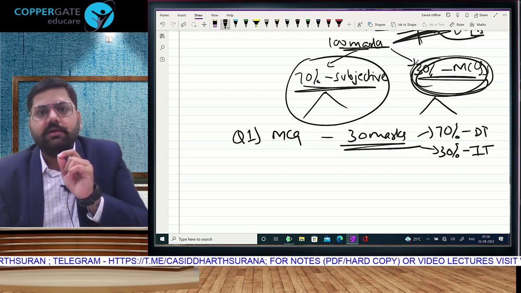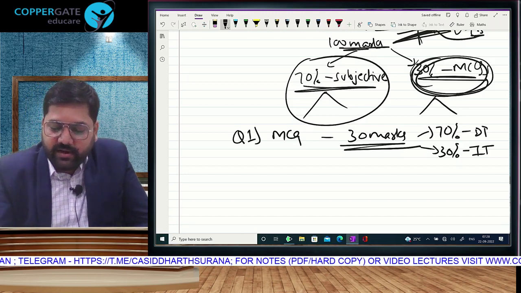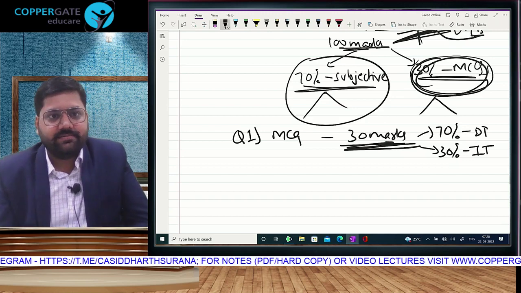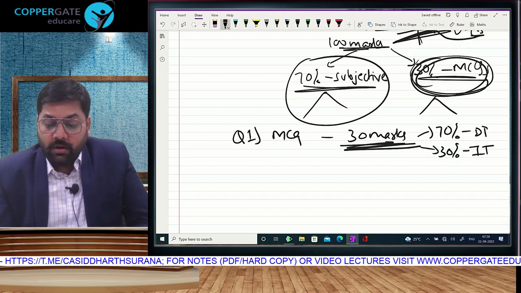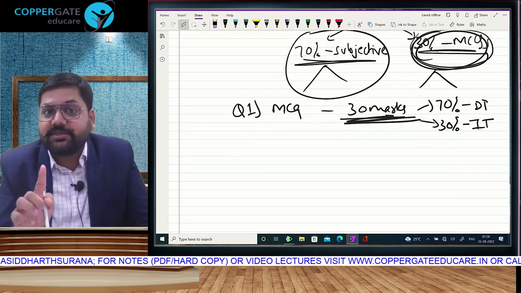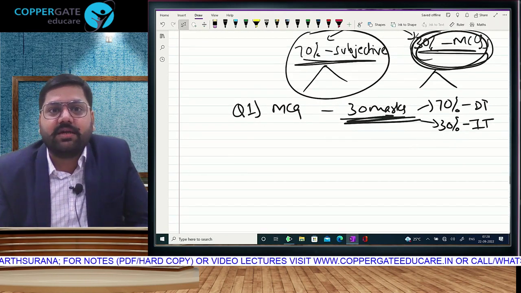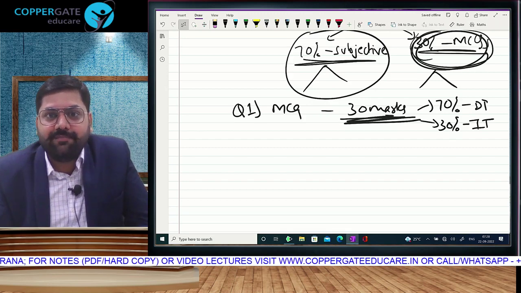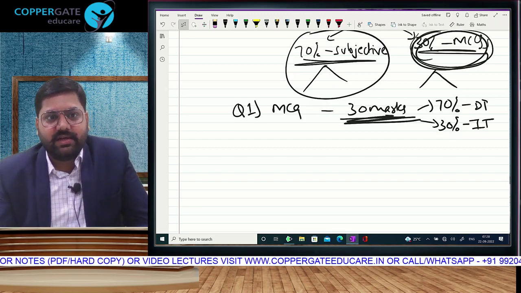For now, we have focused on what I am discussing with you. 70 marks will be DT, 30 marks will be international tax. Accordingly, your MCQs will also be divided like that. These 30 marks will not be 30 questions of 1 mark each. If you are under that wrong impression, change it today itself.